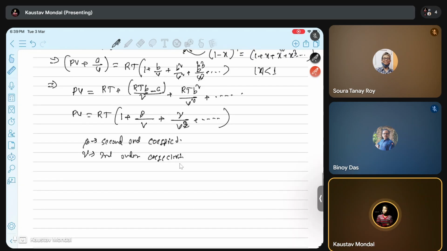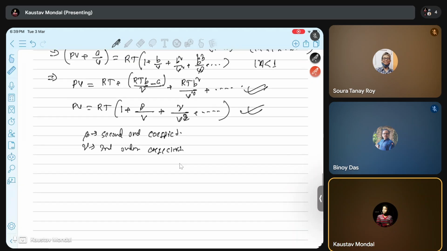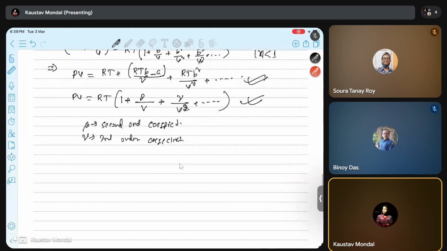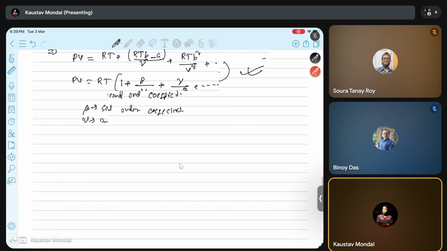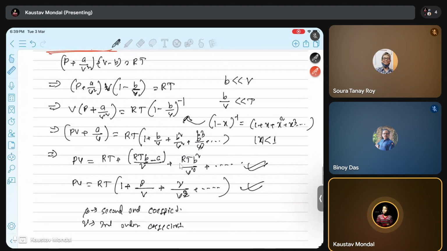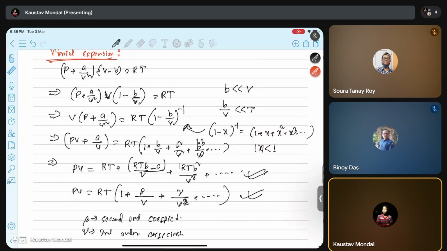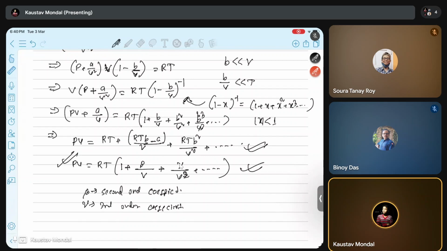Whatever the way you can write this expansion, this is a different way. So using this equation, you can basically ignore the higher order terms to approximate this equation in a useful way.